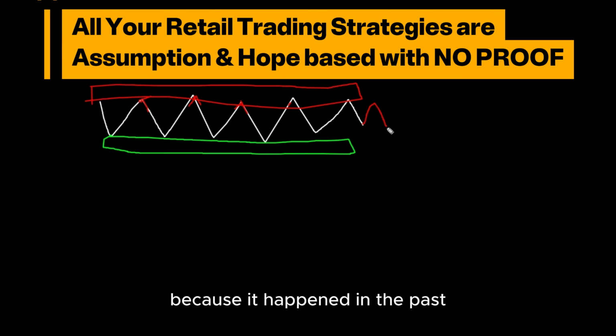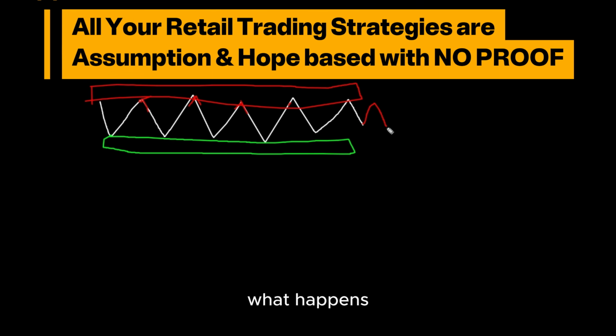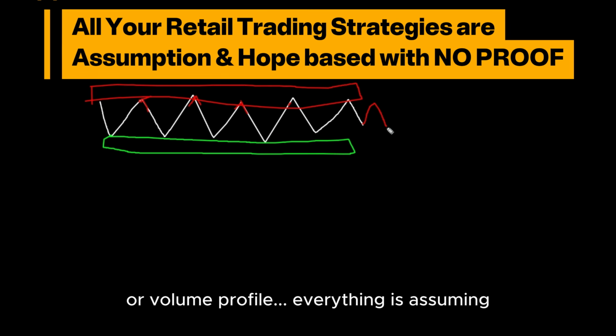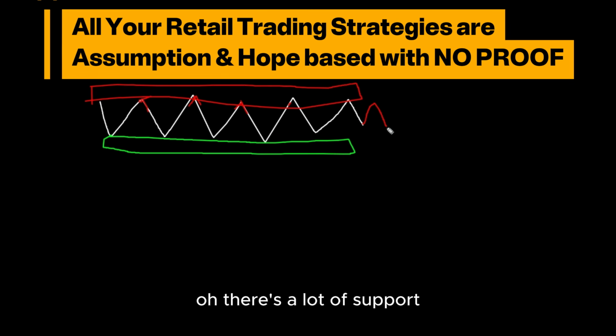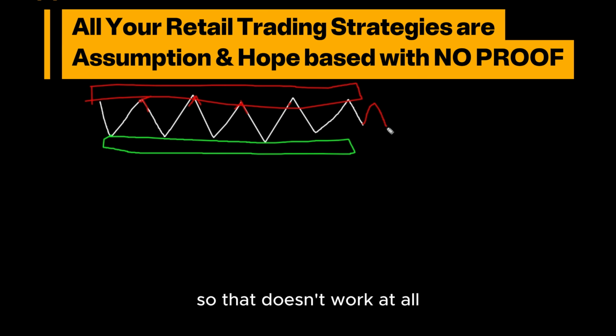Just because it happened one time, twice, thrice, four times, doesn't matter. Because it happened in the past, you are assuming next time it's going to bounce, so you take the shot. What happens? The market runs through, takes your stop, and you exit your trade. How many times has it happened to you? For me, it happened so many times. That's why with supply and demand, or market profile or volume profile, everything is assuming, oh, there's a lot of support, there's a lot of demand, price is going to move up or move down. So that doesn't work at all.